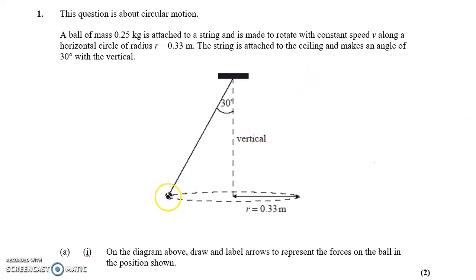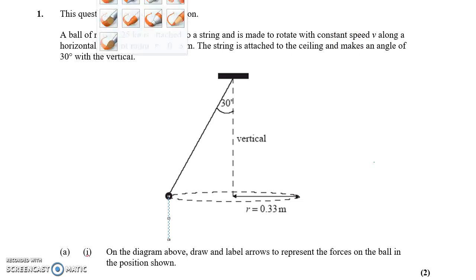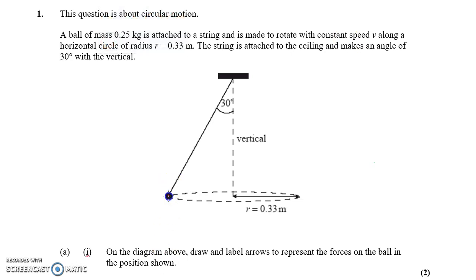There are two marks, so there are two forces. The first force is, of course, the gravitational force or the weight. So I'll just draw that in, and we'll need to label that to get all the marks. You want a little arrow, badly drawn, and you need to label it as either weight, gravitational force, or more commonly just mg.